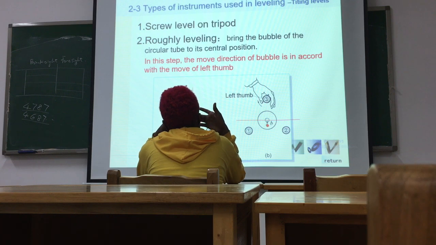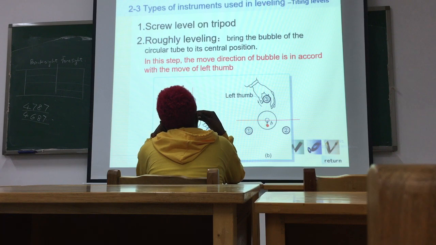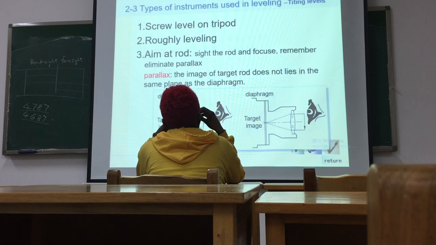Same as the move of the left thumb. That means it's the inverse direction of the right big finger. Okay? And then step 3, aim at the rod.